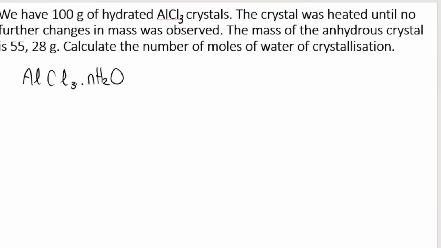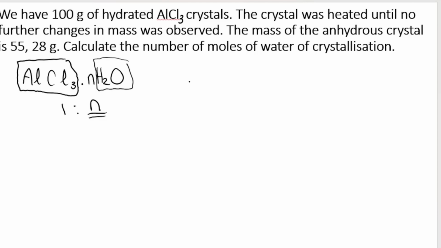Now, remember, in order to find the number of moles of water of crystallization, what we're essentially doing is finding the ratio between this AlCl3 and the number of water molecules. So we're basically trying to find this part of the ratio, and that represents the number of moles of water of crystallization. So if I can work out the number of moles of the anhydrous compound, and the number of moles of H2O, and I simplify that ratio, I can then work out the number of moles of water of crystallization. But how do I do that? My first step is to calculate the mass of the water that was lost.